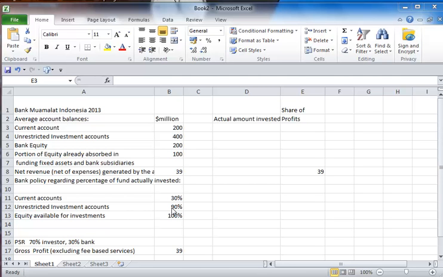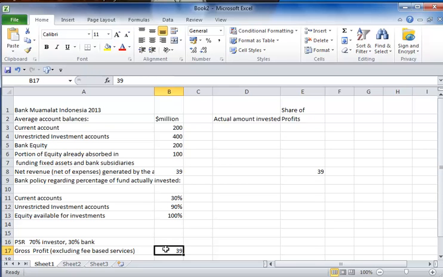Now the next step is we have to take the total of the actual amount invested. So we just have a sum formula. The total actually invested is 520 million, not 200 plus 400 plus 200, which would be 800. And the profit, gross profit for the bank from financing and investment, is 39 million.